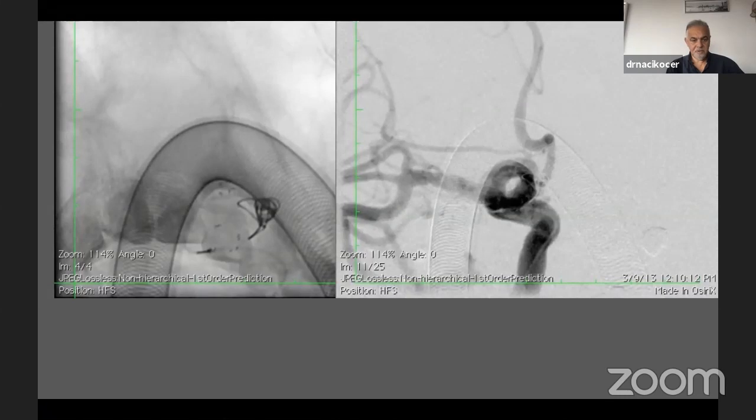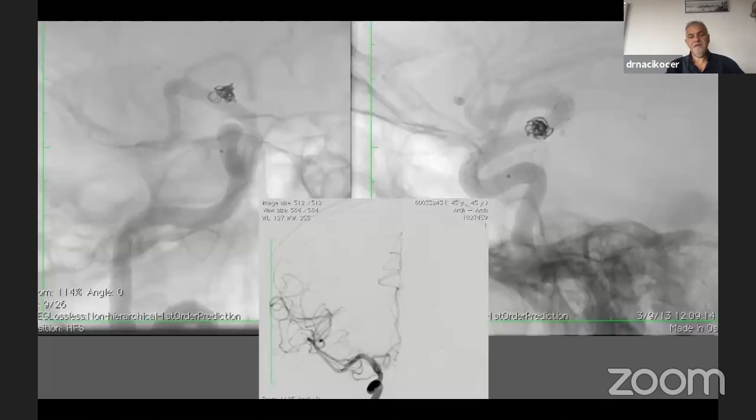Because after stenting, you need to give the anti-aggregation, don't forget. And this is immediately after stenting and coiling.